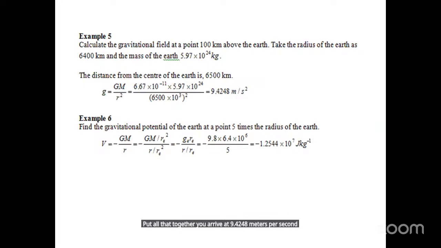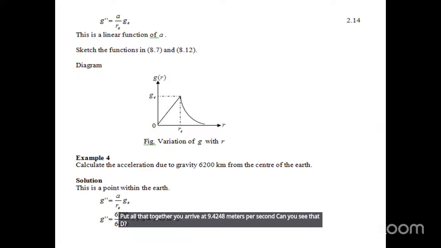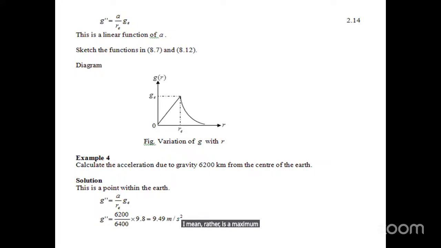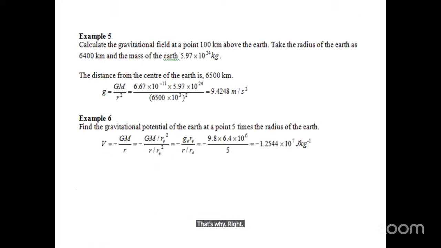Can you see that g is a maximum on the surface of the Earth? Before you get to the surface of the Earth, you are coming from inside the Earth, so it is less than g. Once you go above the Earth, it's also less than g. But you're just coming from there.